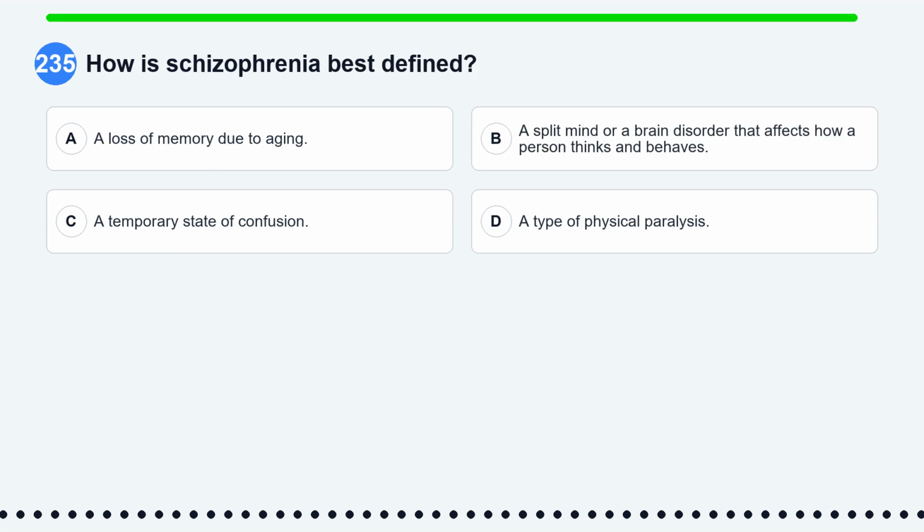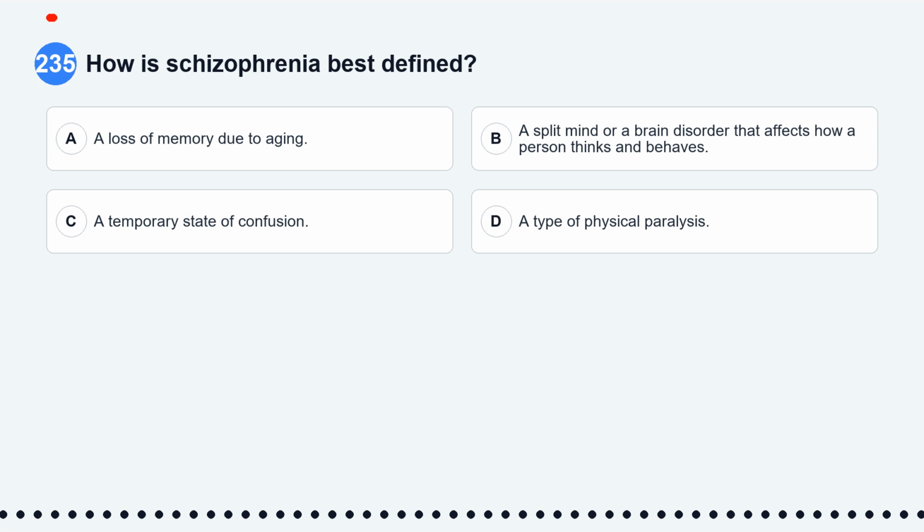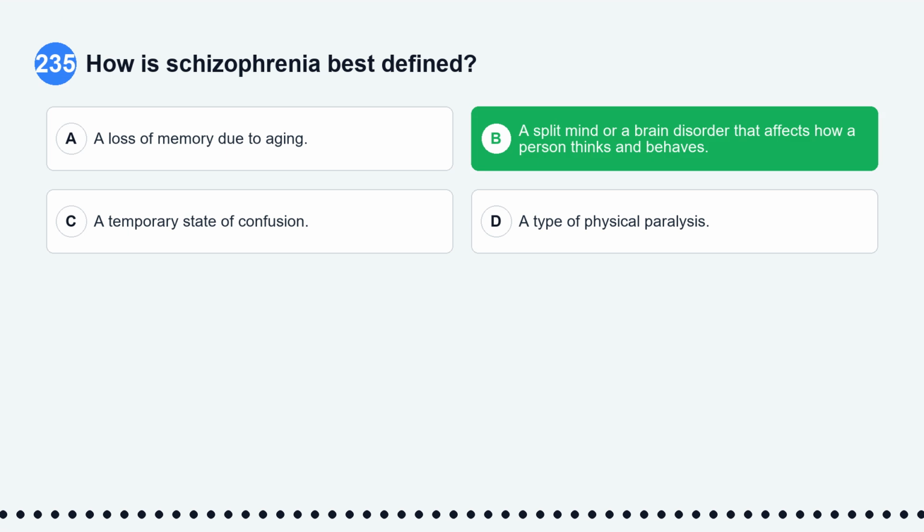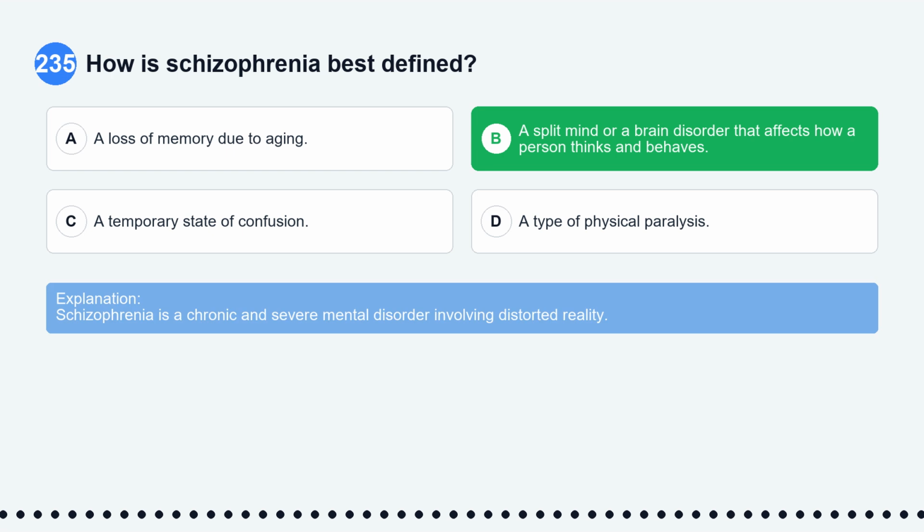Question 235. How is schizophrenia best defined? Option A, a loss of memory due to aging. Option B, a split mind or a brain disorder that affects how a person thinks and behaves. Option C, a temporary state of confusion. Option D, a type of physical paralysis. The correct answer is option B, a split mind or a brain disorder that affects how a person thinks and behaves. Schizophrenia is a chronic and severe mental disorder involving distorted reality.